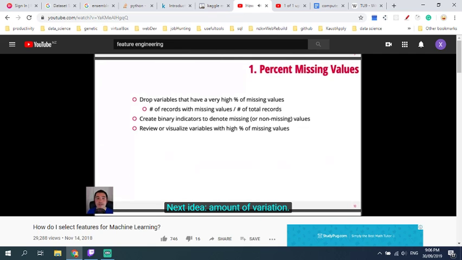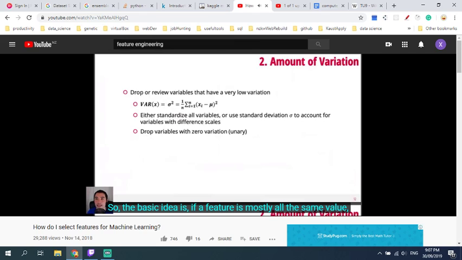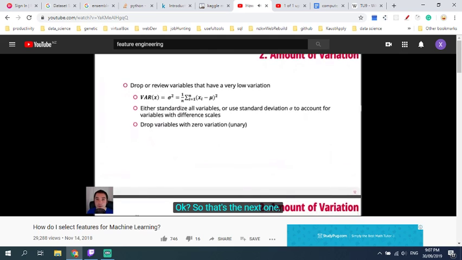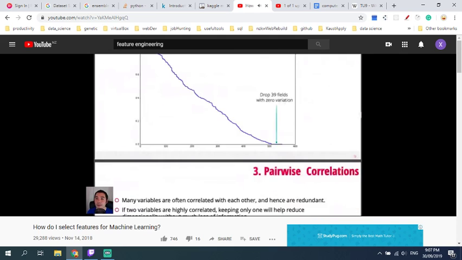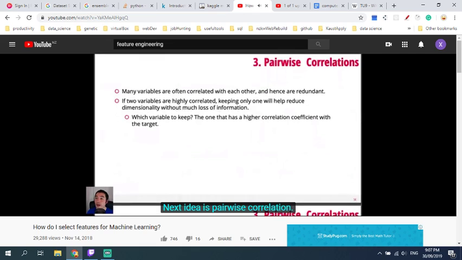Next idea, amount of variation. So the basic idea is if a feature is mostly all the same value, then the model's not going to learn anything from it. So you should drop it. Okay. So that's the next one. Next idea is pairwise correlation. So if two of your features are highly correlated, you can drop one because they're redundant. So if you drop one, you won't actually be losing that much information in terms of what your model can learn from. Okay, so that's another idea.